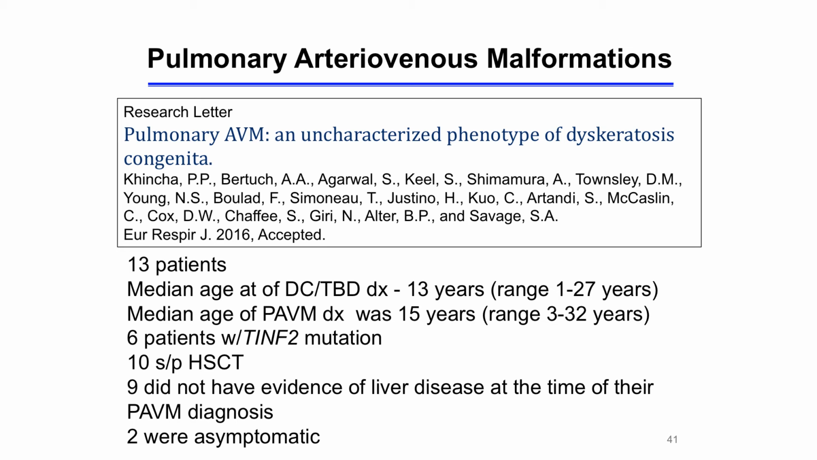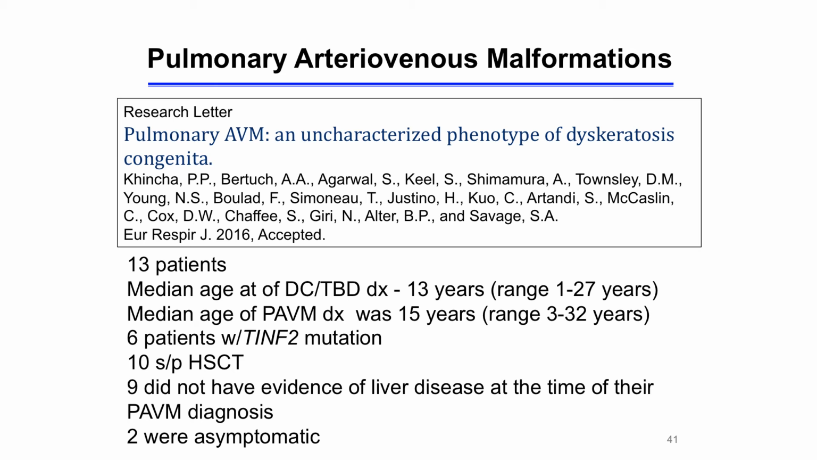They have had their diagnosis of their DC or telomere disorder ranging from 1 to 27 years of age. And for a few patients, their pulmonary AVM were diagnosed before their DC was recognized as being present. So their age range for diagnosis of pulmonary AVM was between 3 and 32 years. So these are all fairly in the first few decades of life, right?